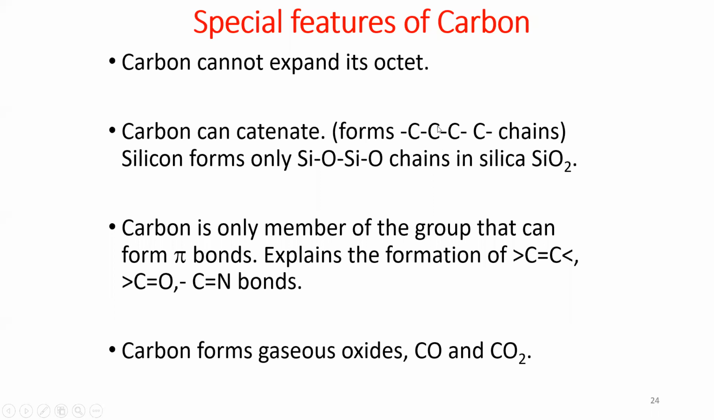So you can have your carbon-carbon chains. Your silicon catenates, but it's not silicon-silicon, it's usually a silicon-oxygen chain. It's only carbon that can catenate with its own element. And it's only carbon that can form pi bonds. Carbon-carbon double bond, carbon triple bond, carbon-oxygen double bond, each of them can form 1 sigma bond and 1 pi bond. It's only the triple bond that can form 2 pi bonds and 1 sigma bond. So carbon is the only member of this group that can form a pi bond.